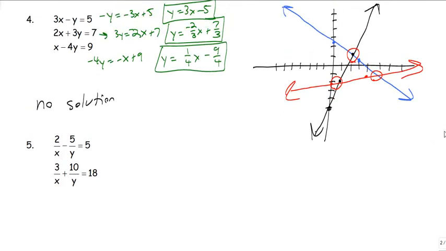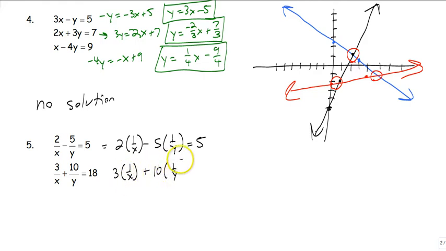Okay, this one looks really complex. It's actually not. I have people every year do this the hard way and then get it wrong anyway. Here's the easy way. Instead of having 2 over x, let's rewrite this as 2 times 1 over x minus 5 times 1 over y. All I did was take the 2 and the 5 off of those fractions, which you can do. And this one I can write as 3 times 1 over x plus 10 times 1 over y, because when you multiply those, they'll just go on top, equals 18.